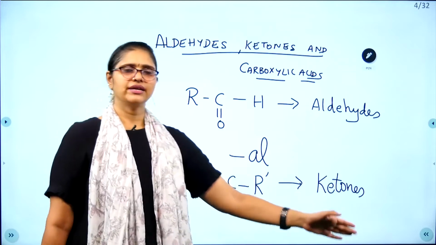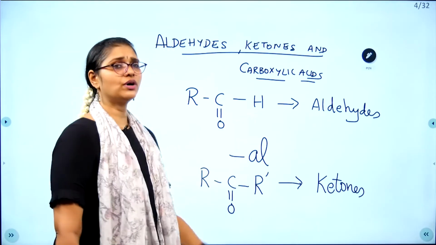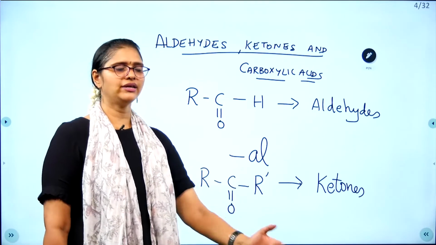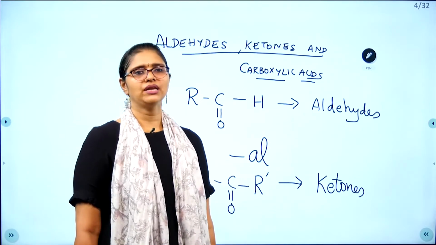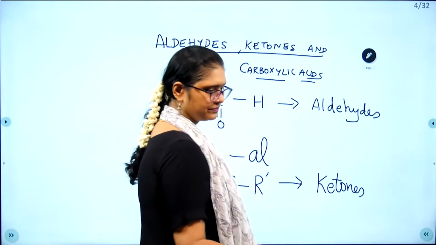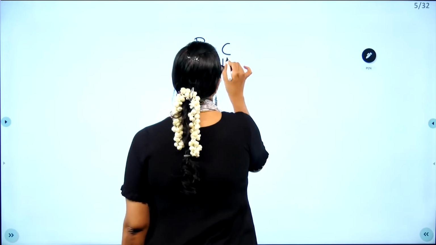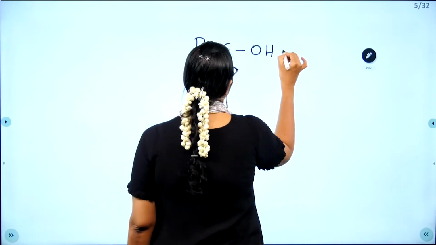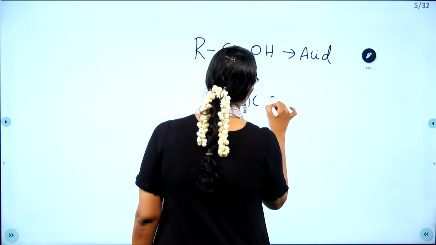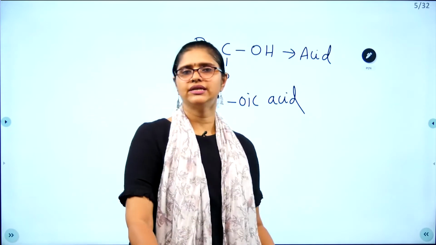R CHO is aldehyde, R C double bond O R is ketone. These two are called carbonyl compounds. Either aldehyde or ketone is said to be a carbonyl compound. Suppose you have R C double bond O OH, then it is called an acid. It will end with oic acid. Methanoic, ethanoic, propanoic, anyway we are going to see in detail.